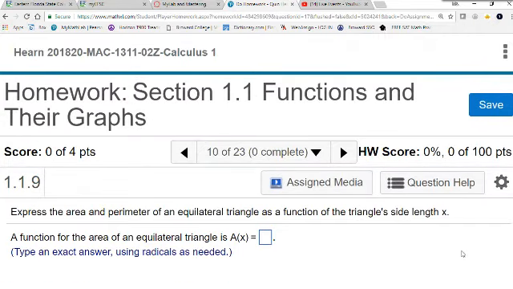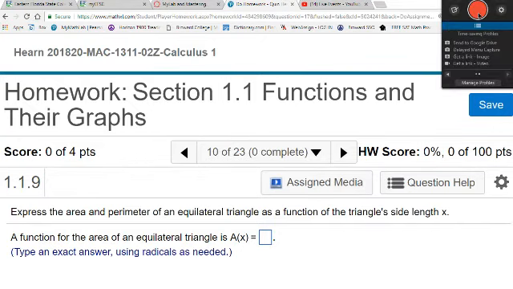Okay, so it says express the area and perimeter of an equilateral triangle as a function of the triangle's side length x. Oh yeah, this is a good question because later on we're going to have to be able to write functions for certain quantities in order to maximize or minimize them. So this is a good concept to get comfortable with.